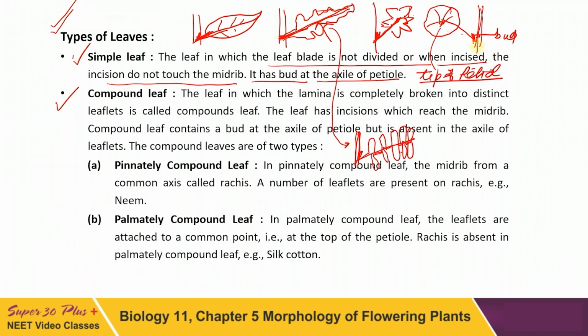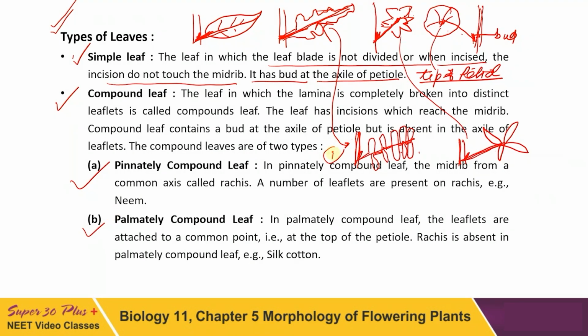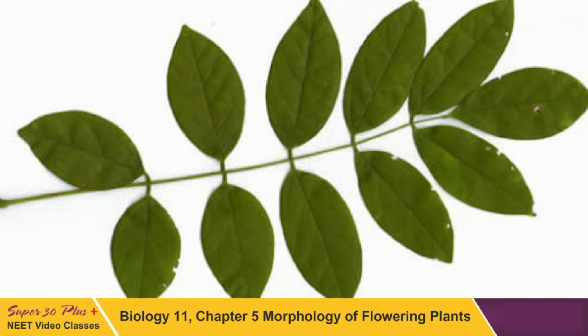In this case of leaf, what will be there? This is the petiole, this is the tip of the petiole, and the incisions of the lamina have reached the tip of the petiole. So these two types of compound leaves are there. One is known as pinnately compound. This is one, and this is the second one, that is A, and B is known as palmately compound leaf. The leaf will become just like a palm. Is it clear to you?